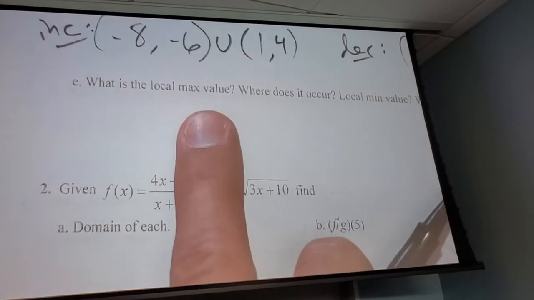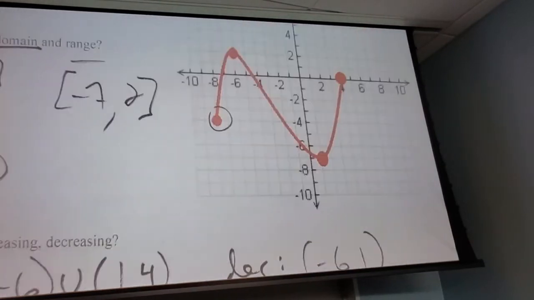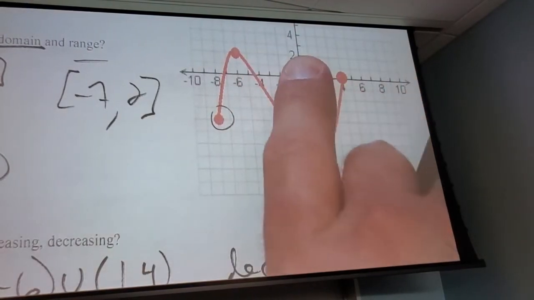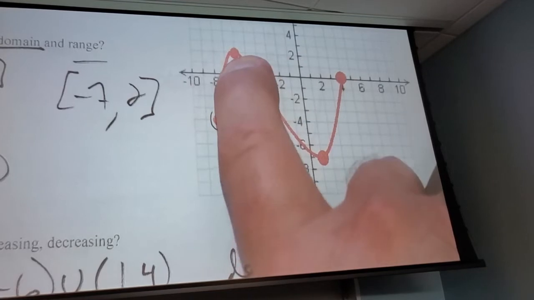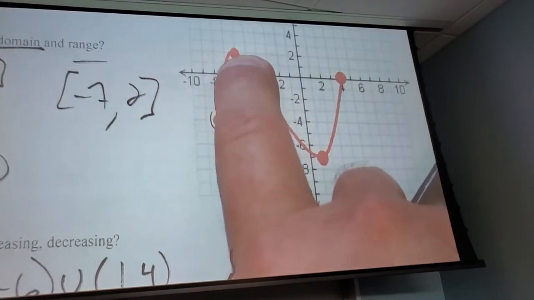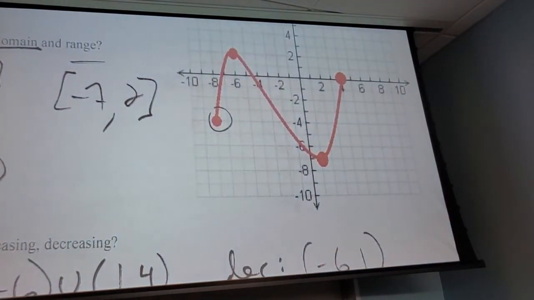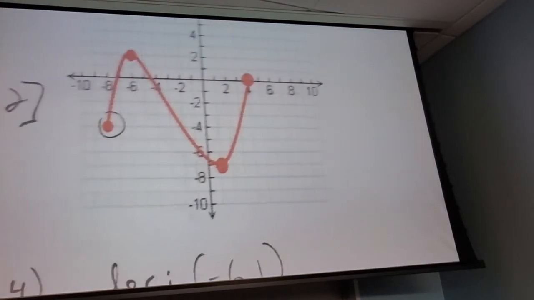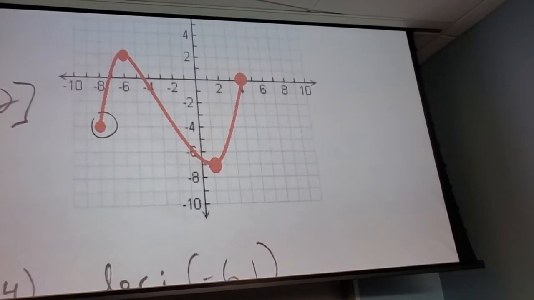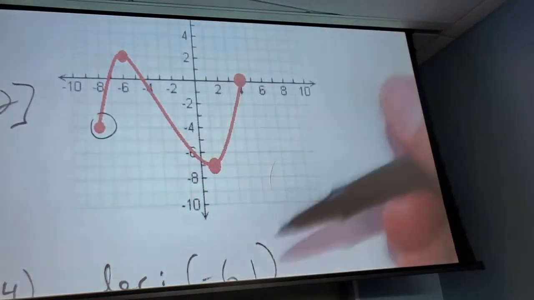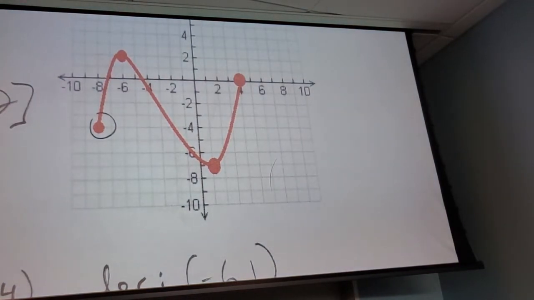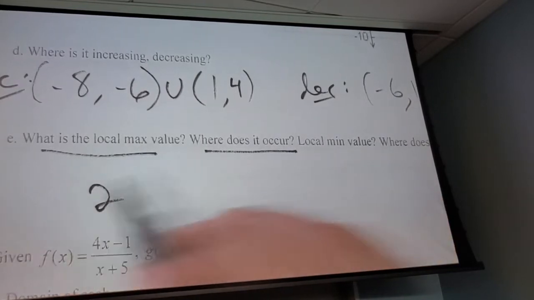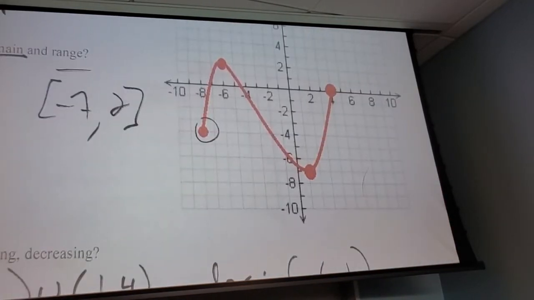What is the local max value? 2. 2 is the highest output. It's the local maximum value. So when I say what, that's most often a y answer. When I say where, that's an x answer. If you wanted to locate where the peak was, you would say at negative 6. Not what the peak is, but where it is. So here, what is 2? Where does it occur? At x equals negative 6.